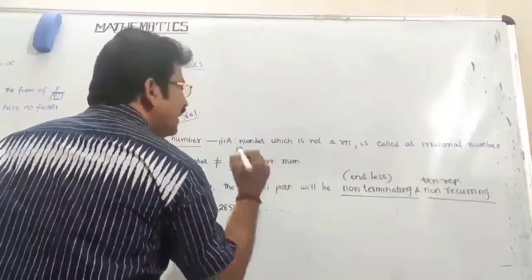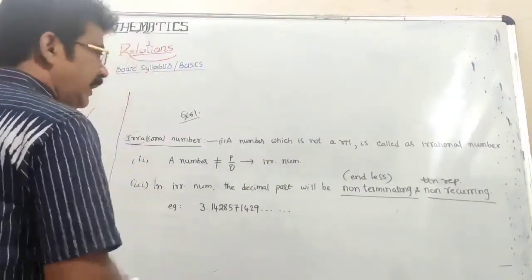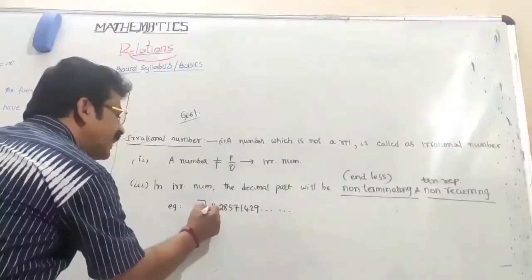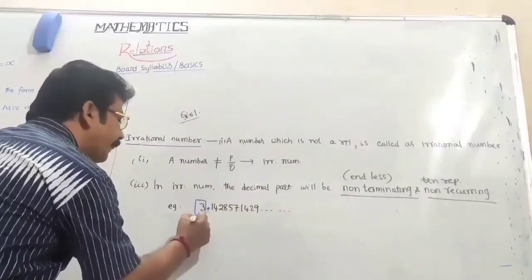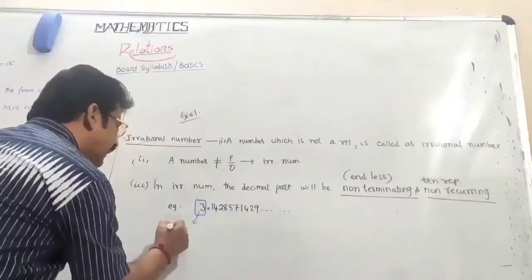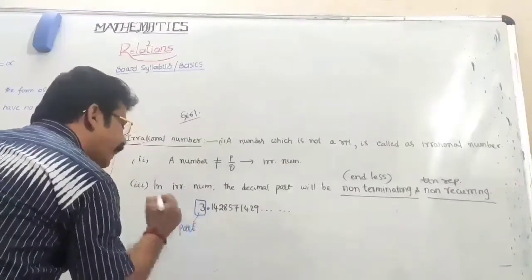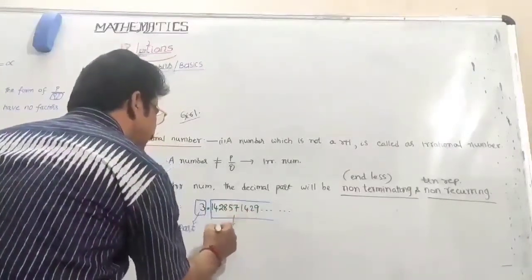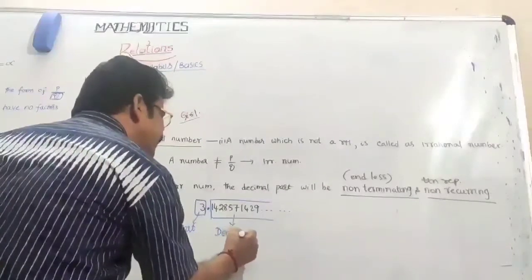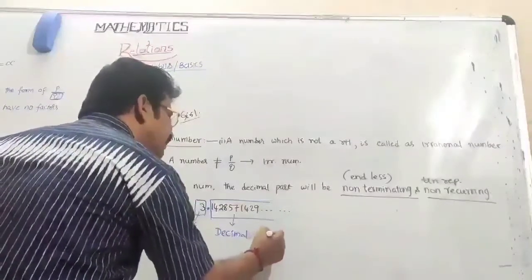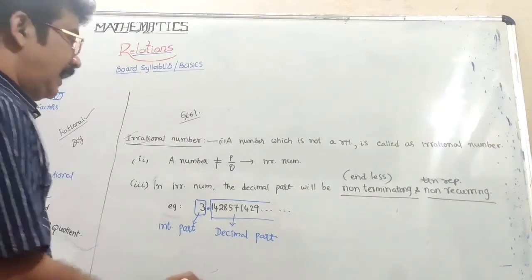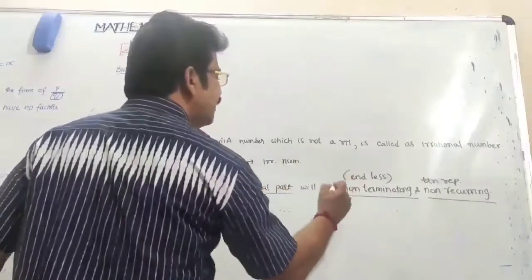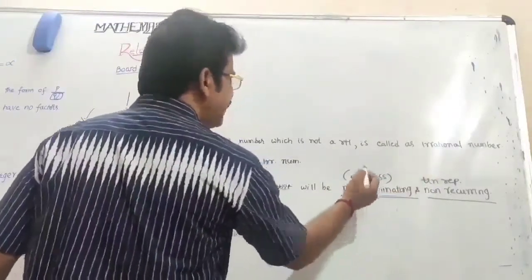3.1428571429 and so on like that. Okay, here let us observe. The point is here. This is called the integer part. Next, this is called the decimal part. Observe, in an irrational number, the decimal part will be non-terminating, meaning endless.